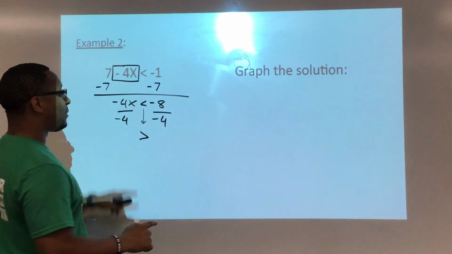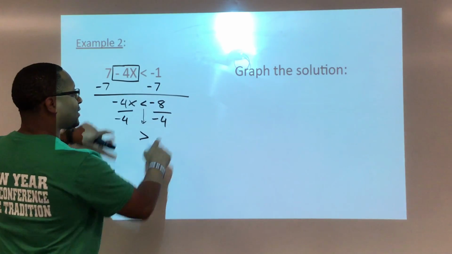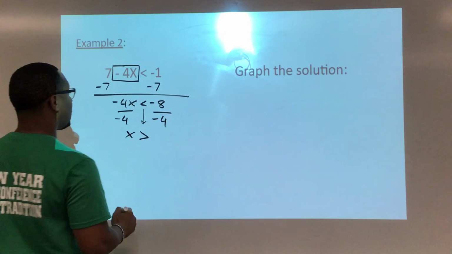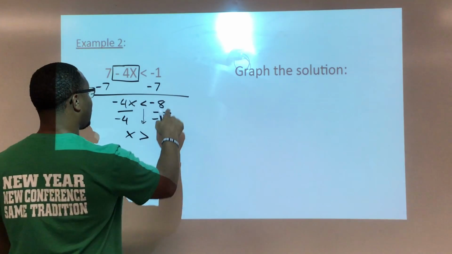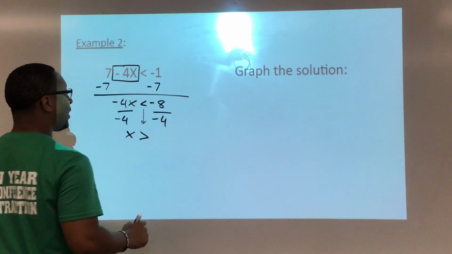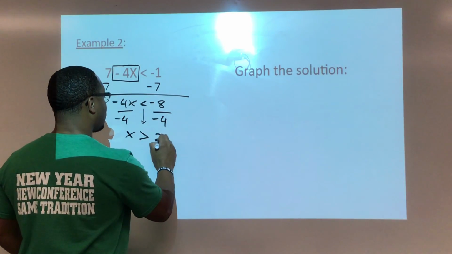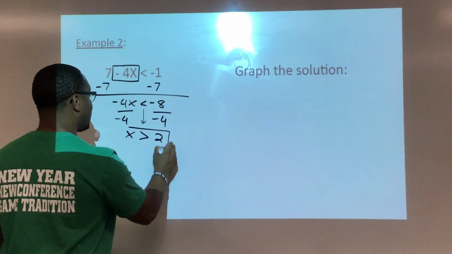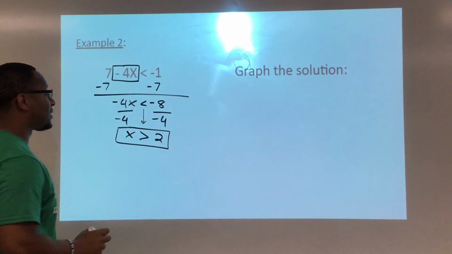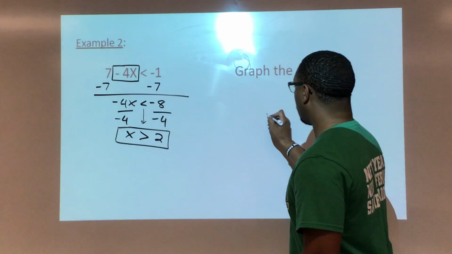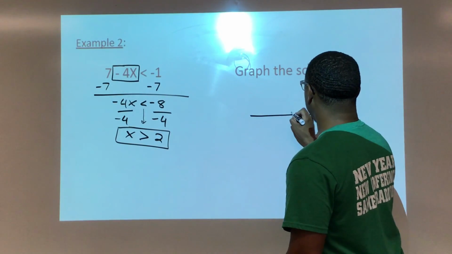It automatically flips whenever you divide both sides by a negative. And my solution will be x is greater than negative 8 divided by negative 4. Well, a negative divided by a negative is a positive 2. So this is the solution. X is greater than 2. And we can come over here and graph that.